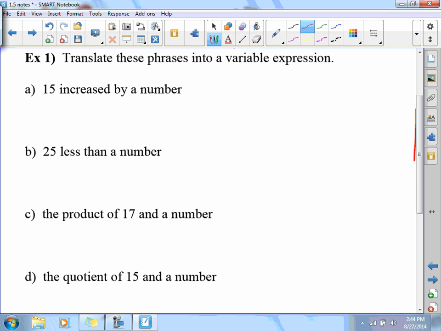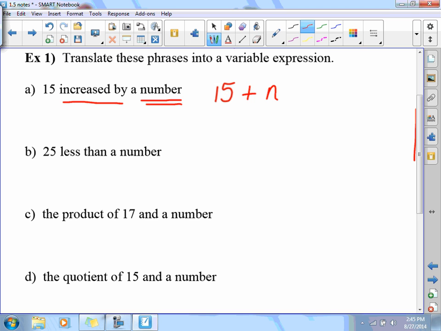So your homework is going to have you translating some phrases into expressions, like here in example 1. And then in our next example, we're going to be translating some sentences into equations. So for part A here, we have 15 increased by a number. Now increased by, I believe that was on our list for addition. So this is going to be 15 plus a number. Now we don't know what the number is. And when we don't know what something is in algebra, we put a variable there.